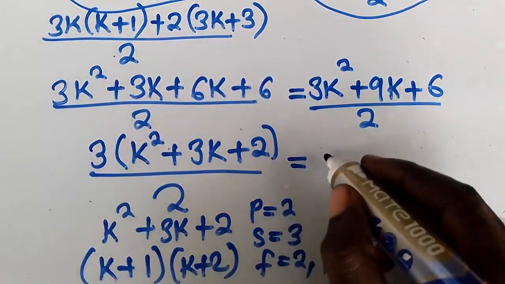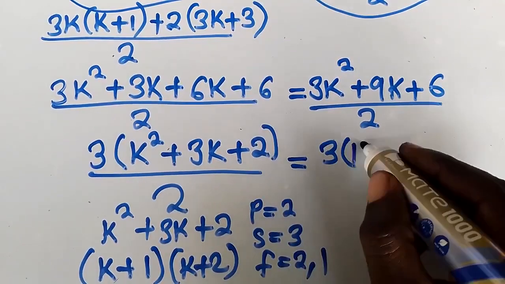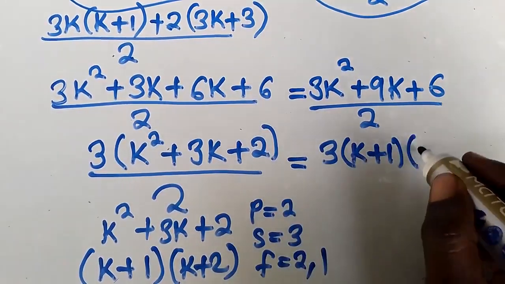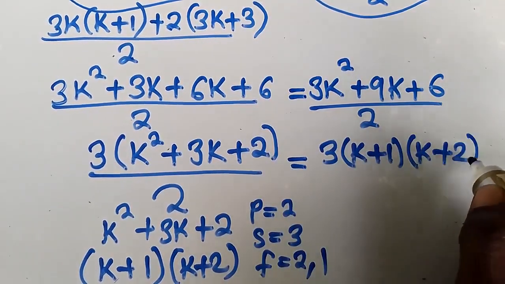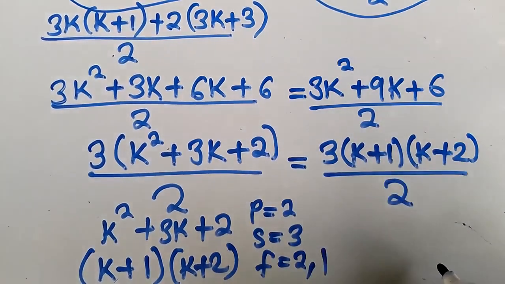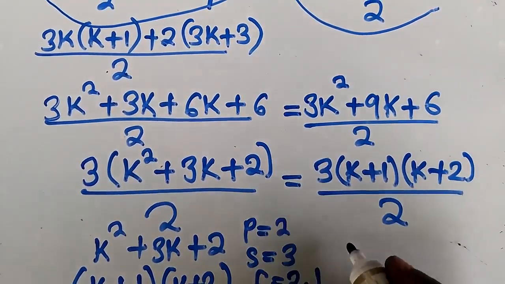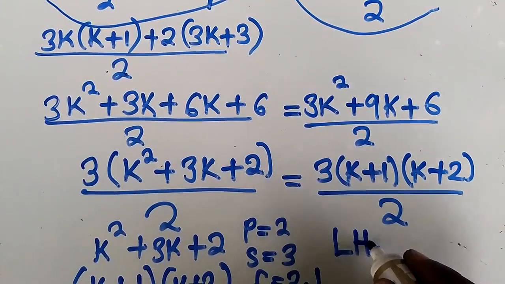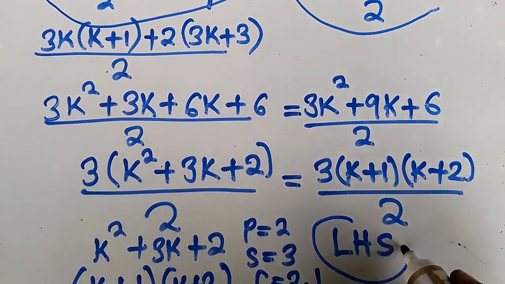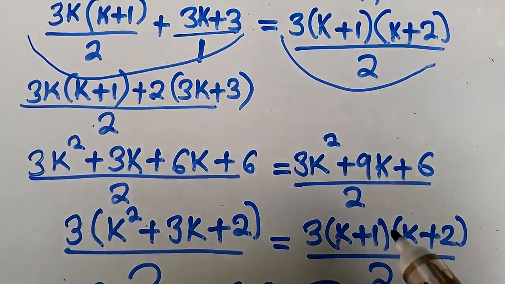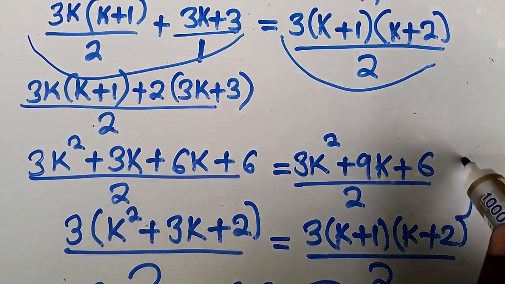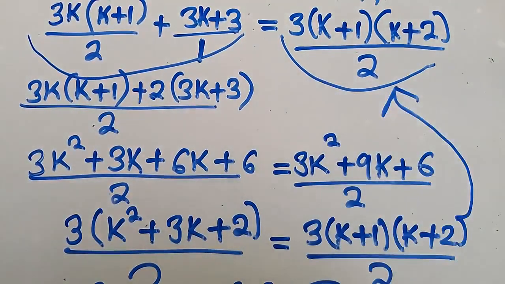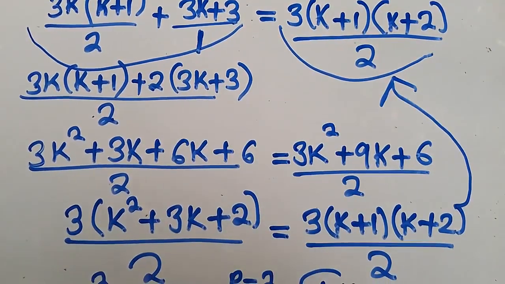So this is the same as 3 open bracket k plus 1, then k plus 2, everything over 2. So this thing was my left hand side. So left hand side is now equal to right hand side. This answer here is equal to that answer there. So these two are just the same.